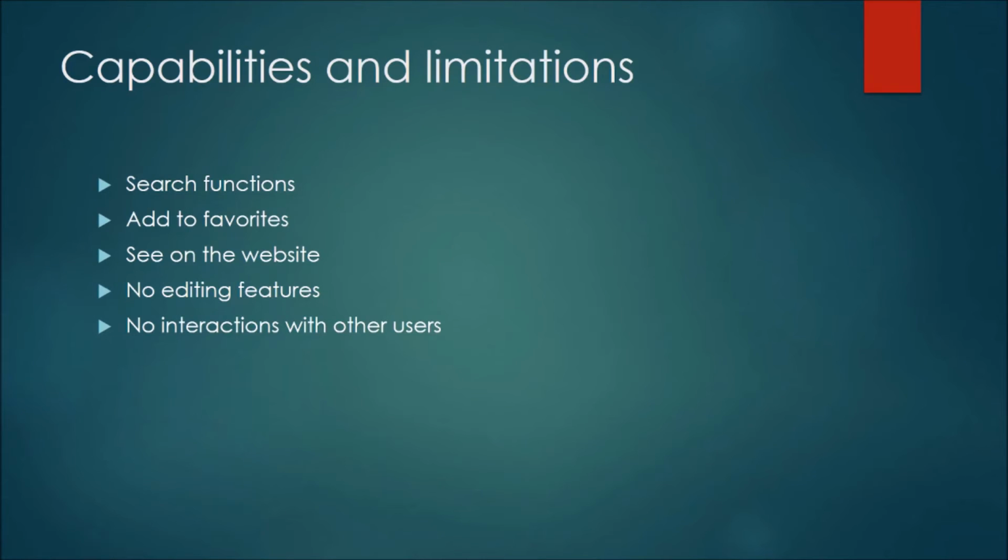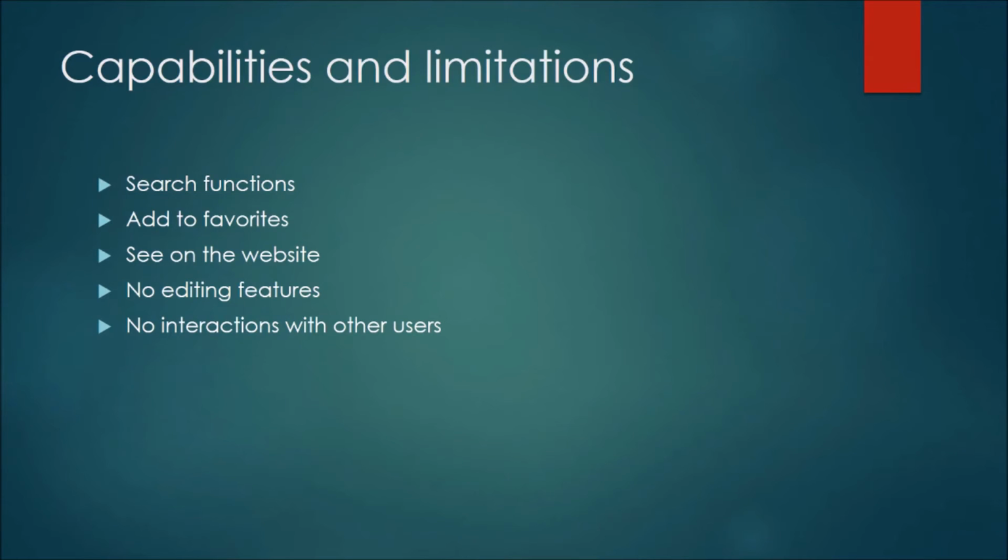All right, so capabilities and limitations. Its current capabilities are that you're able to do searches. Initially, you could only do searches of one word, but that was fixed. So you can search dragon and it would give you search queries, or you search something like, again using the most popular thing, Pokemon, and you'll be able to see it as well. You're able to add to favorites and see those favorites. You're able to see them on the website.